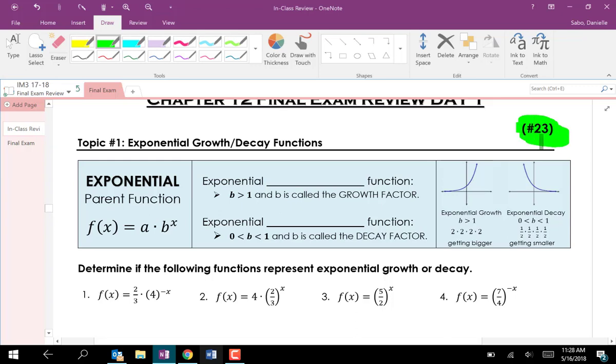This page or whatever below it goes with number 23 on the final exam and on the packet that you were given with multiple choice. So you have to do number 23 tonight or when we get done. Okay? So, exponential parent function.